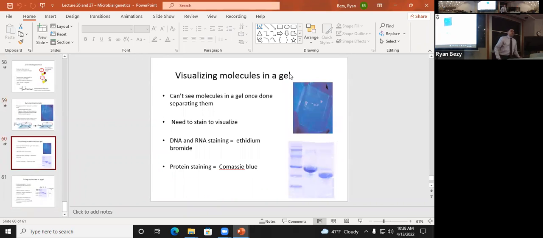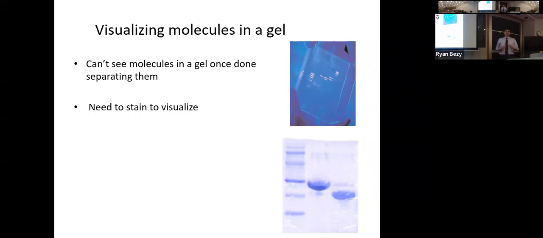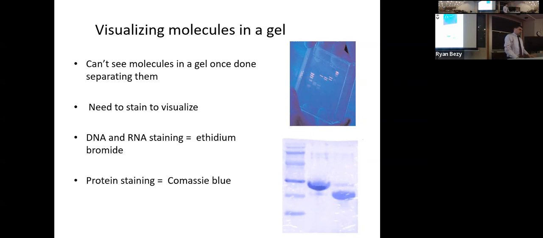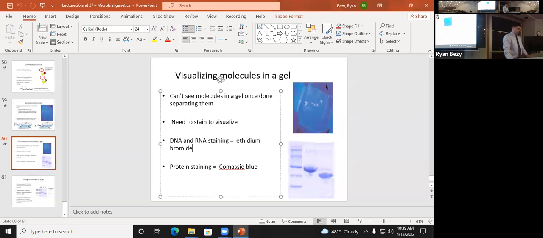Okay, we can't really see DNA, so you have to be able to visualize it in the gel when you're done. You can't see DNA inside of that gel. There has to be a way to stain the DNA to make it easier to visualize. A lot of times DNA and RNA are stained with a compound called ethidium bromide, and ethidium bromide kind of does two things. It binds to DNA in general. That's one of the things it does. But it also fluoresces under UV light.